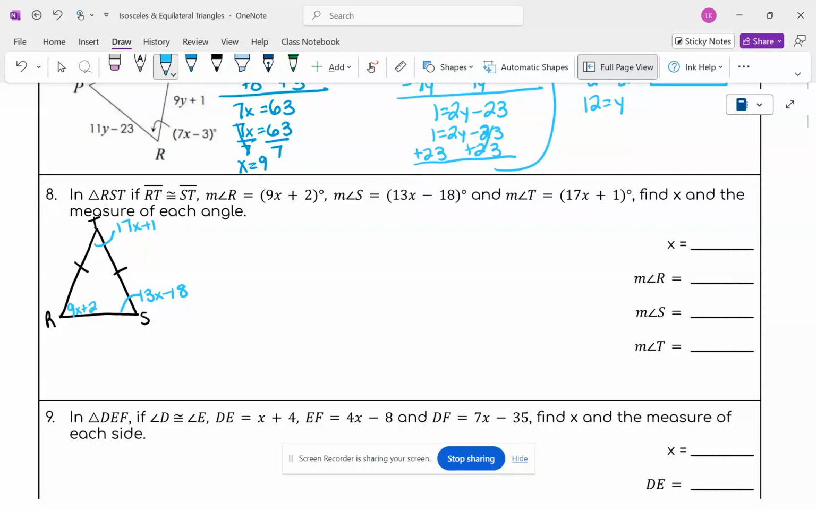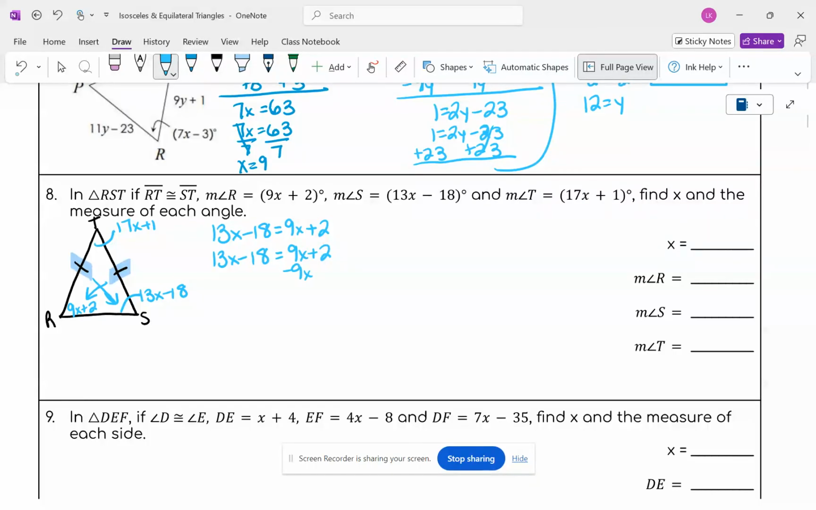There are 2 different ways that you can go about this. The first way is that you know that all of the angles in this triangle add up to 180, so you could just add them all together and go from there. Or because you know that RT is congruent to ST, you also know that angle S is congruent to angle R. So that you can say, sorry, that kind of washed it out, that 13x minus 18 is equal to 9x plus 2. Now we need to solve for x.